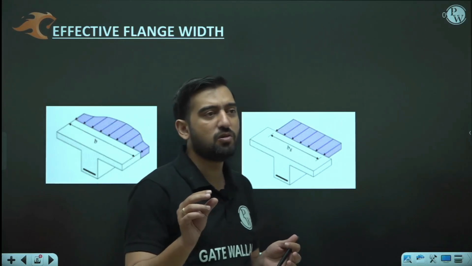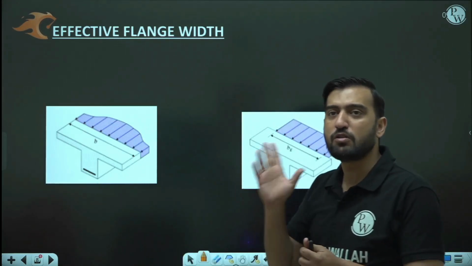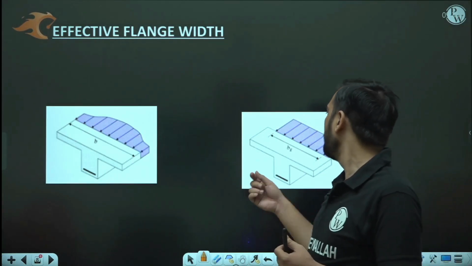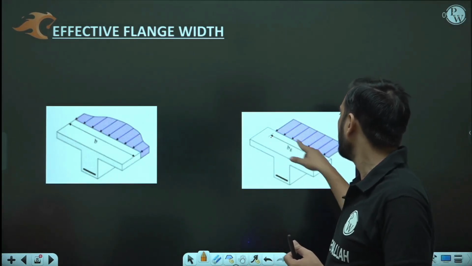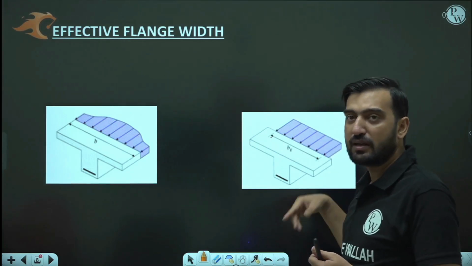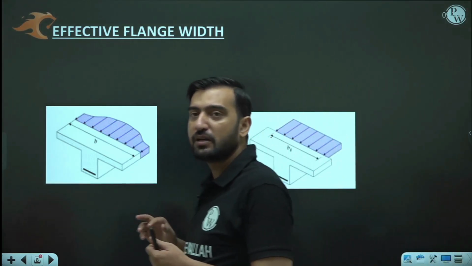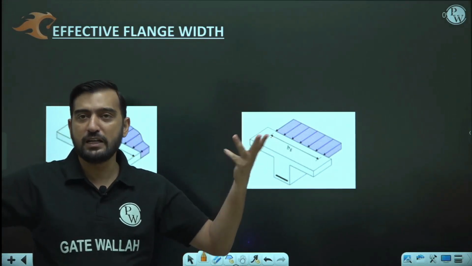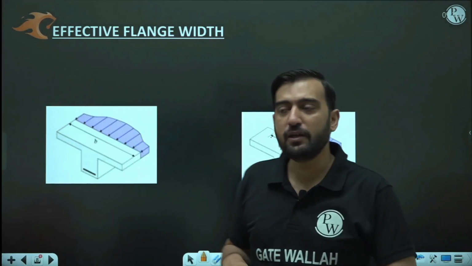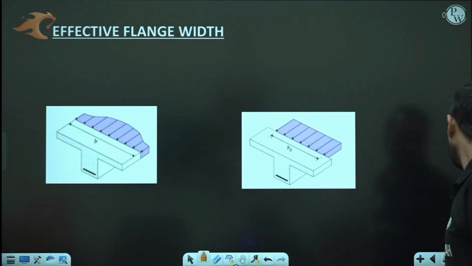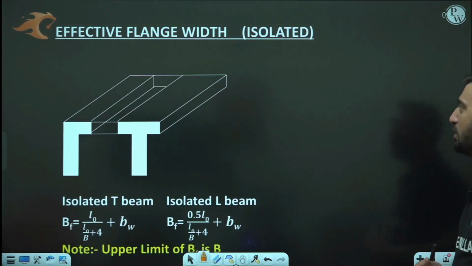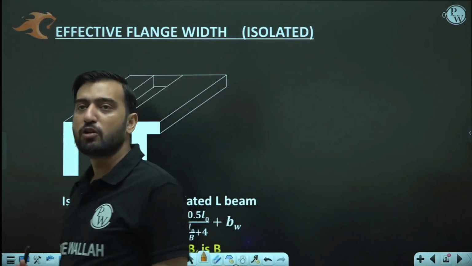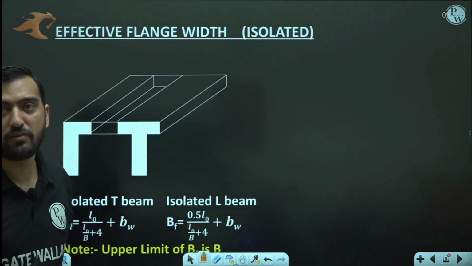The task is to make the stress distribution uniform. But make sure, if by that thumb rule you find that this equivalent width is greater than the original width, then the equivalent width would be considered as the original width, because you cannot produce additional flange width there. Now the next is how to calculate effective flange width in isolated condition as well as in monolithically casted condition. These are very important.